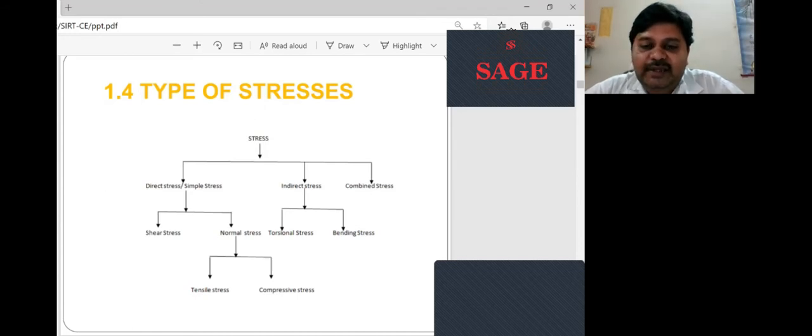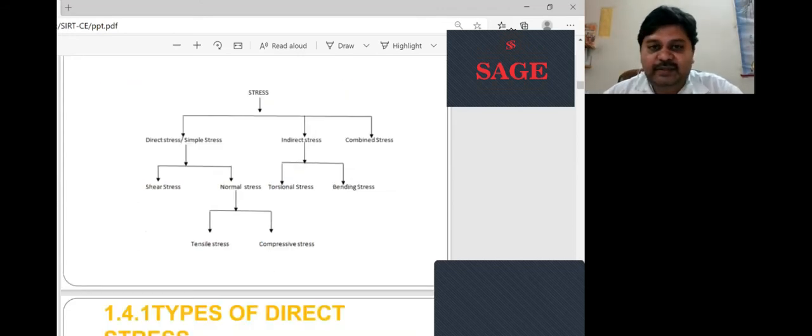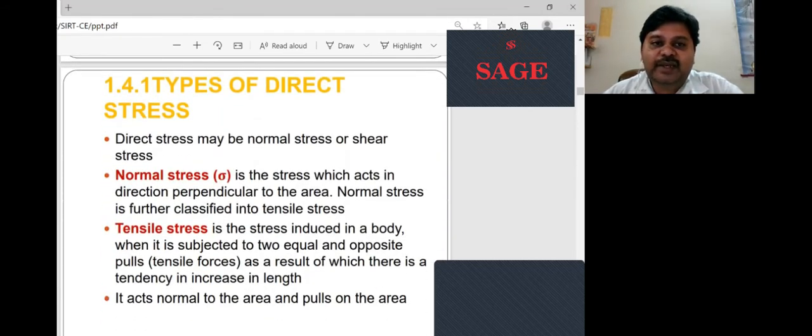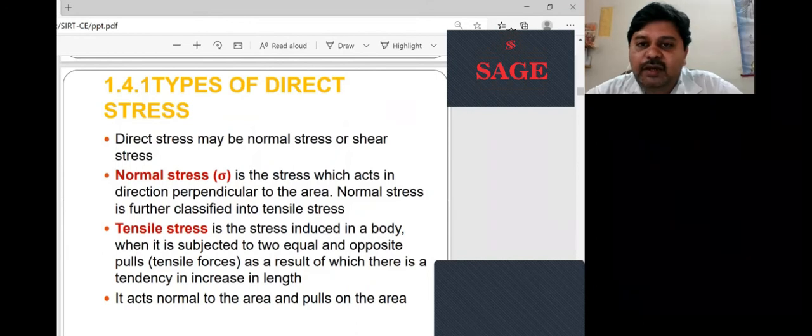Combined stresses are the stresses which are a combination of direct as well as indirect stresses. This is all about the types of stresses. These are the definitions. To start with, normal stress is the stress which acts in the direction perpendicular to the area. Normal stress is further classified into tensile stress and compressive stress.